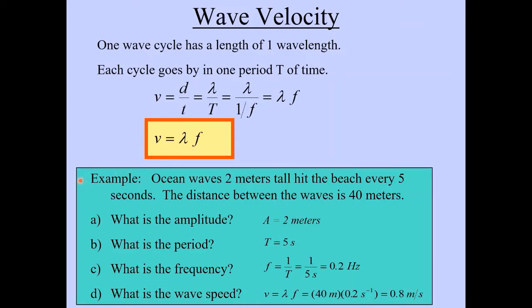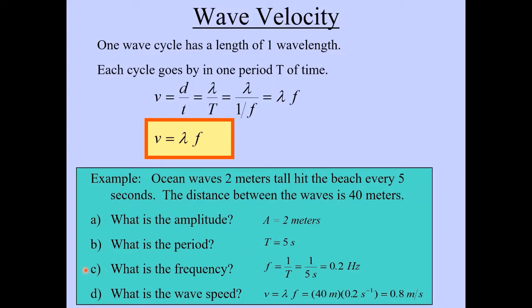So let's look at an example. Ocean waves that are 2 meters tall hit the beach every 5 seconds. The distance between the waves is 40 meters. So 4 questions here. What is the amplitude of the wave? Well, the amplitude here would be the height of the wave. So that's 2 meters. What is the period of the wave? Well, we were told that the waves are hitting the beach every 5 seconds. So that's the period. T is equal to 5 seconds.